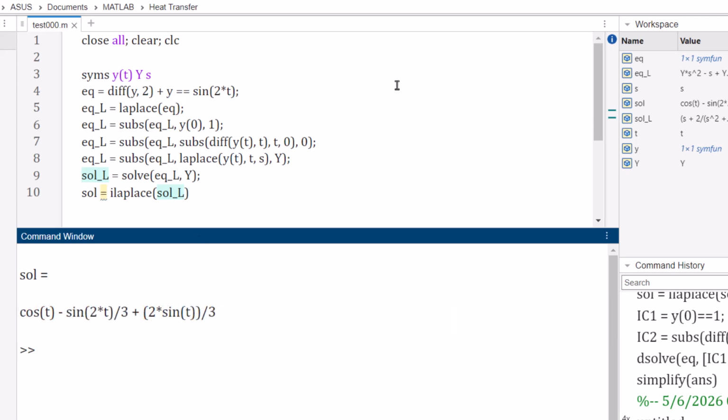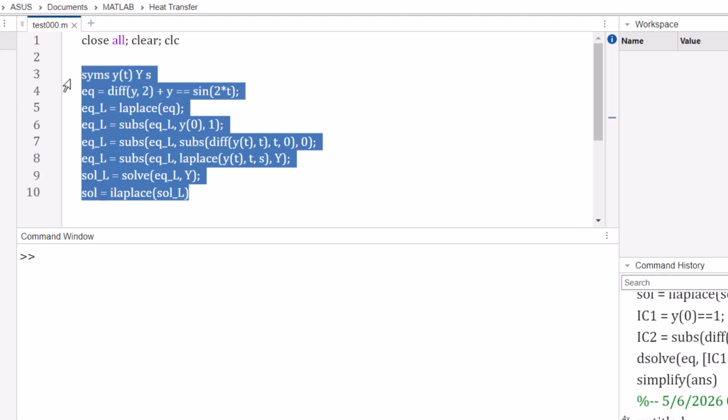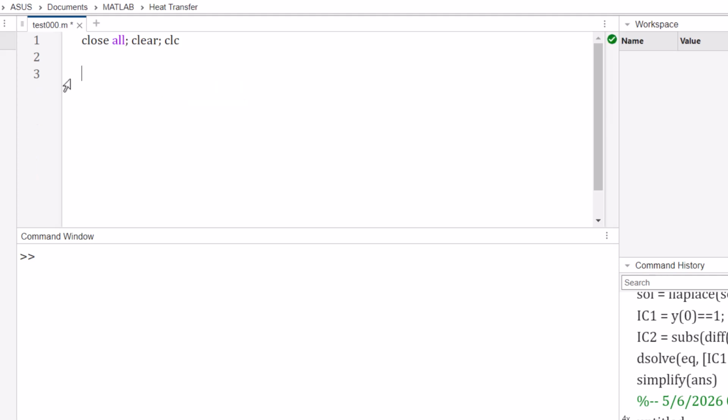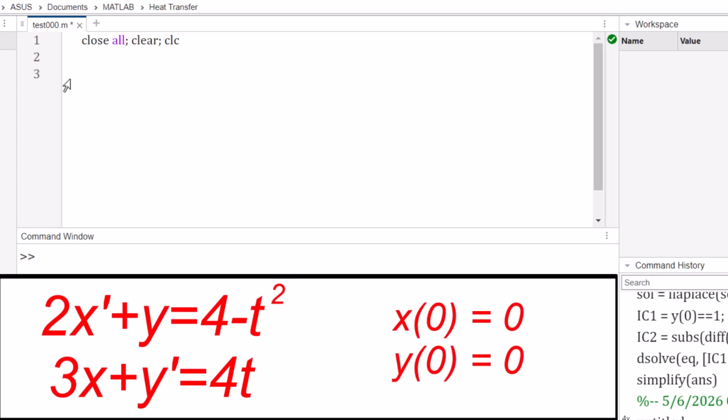As the last example, I am going to solve a system of differential equations in order to show you that it is not that different to solve a system of differential equations using Laplace transforms. So here I have two dependent variables, x and y, and I'm going to define both of them as a function of t. I also define s, capital X, and capital Y as my other symbolic variables.